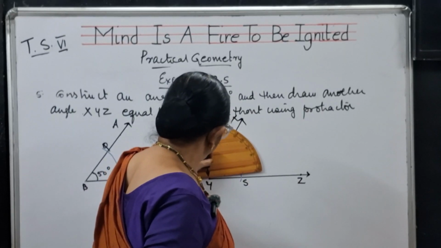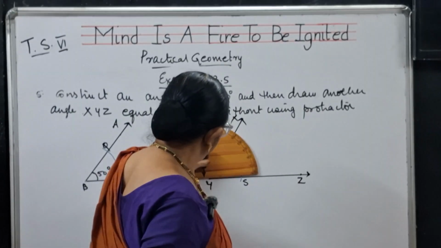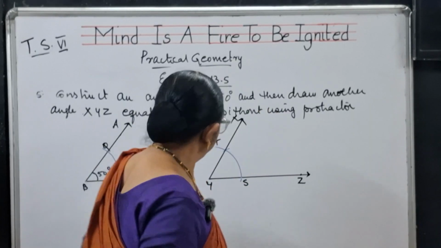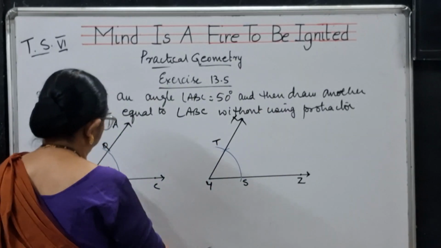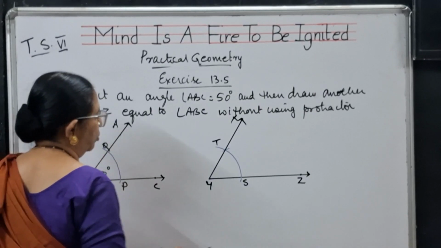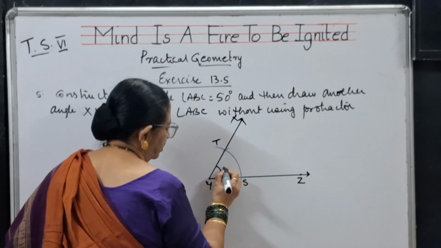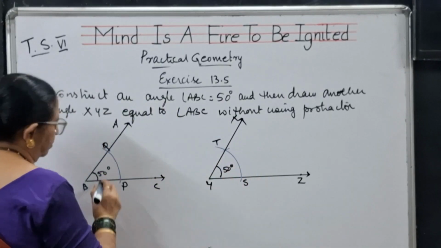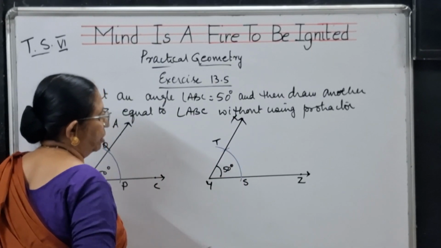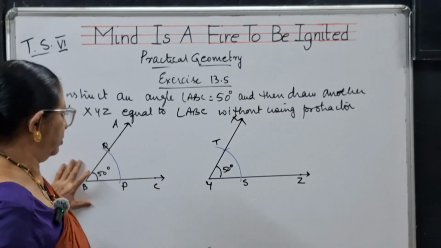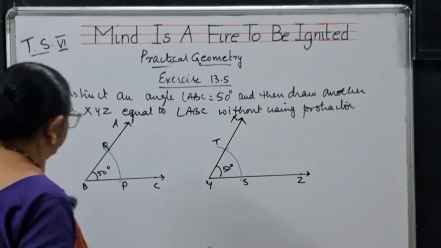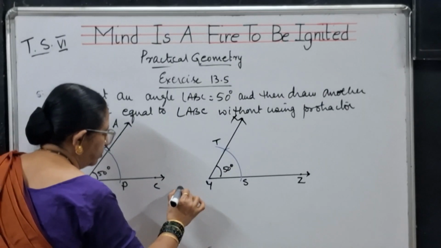You can even measure it, children. If you measure, you will get it the same as this angle. If you do the arcs and all properly, you will get it, children. Because mine is slippery, perfectly you may not see, but if you do it like this, you are going to get the same 50 degrees. So how will you write the steps?